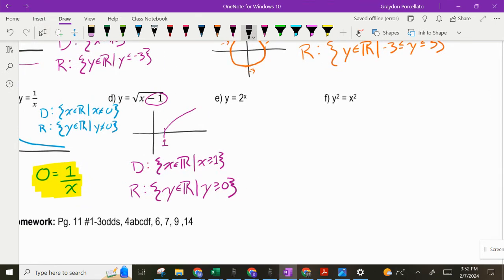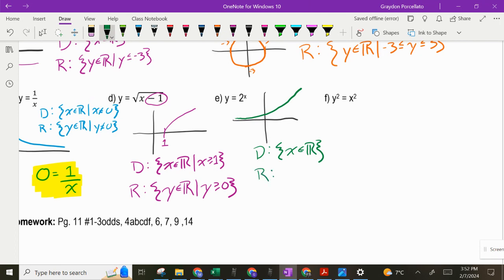This graph here is an exponential graph. You would have looked at exponential graphs last year. An exponential graph looks something like this. Okay. What is our domain based on that graph? Well, our domain is x is an element of all real numbers. That graph goes forever to the left, forever to the right with no restrictions.